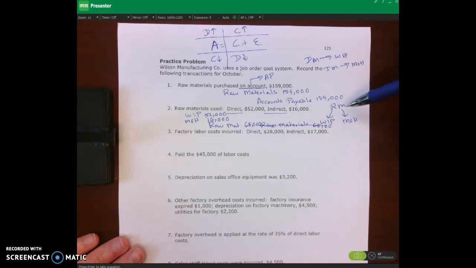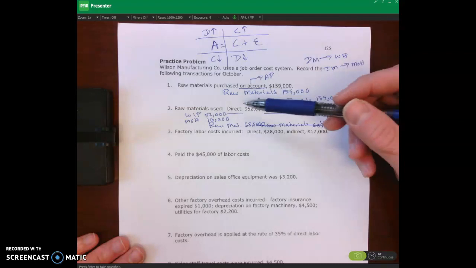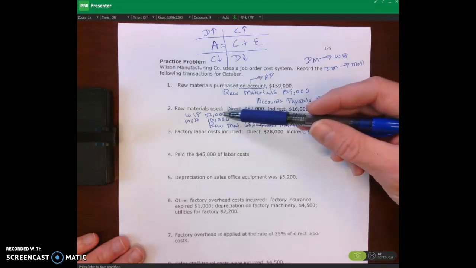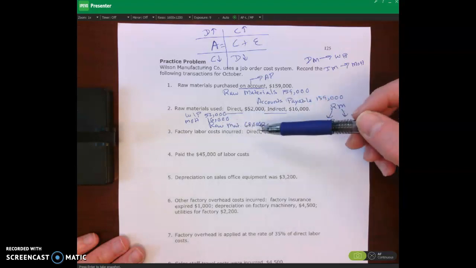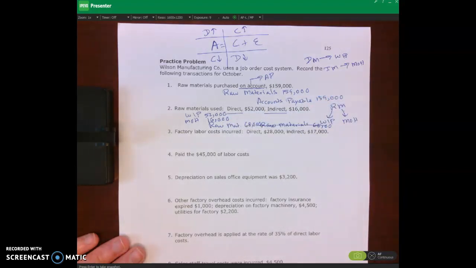The direct materials move to work in process. The indirect materials move from raw materials to manufacturing overhead. The way I want you to think about manufacturing overhead is as a temporary area where we hold our manufacturing overhead expenses. The journal entry to use raw materials: debit WIP, debit manufacturing overhead, and credit raw materials.